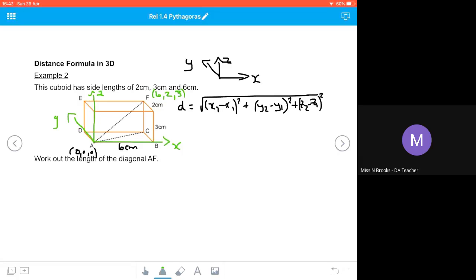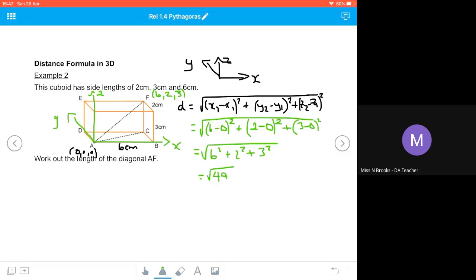So now I can substitute into my distance formula. I've got the difference of my x coordinates, which are 6 and 0, so 6 take away 0 squared. The difference in my y coordinates, which are 2 and 0, so 2 take away 0 all squared. And the difference in my z coordinates, which is 3 take away 0 all squared. And that gives me 6 squared plus 2 squared plus 3 squared, which gives me root 49. And that gives me 7. And because I've got a unit in centimetres, my answer is going to be 7 centimetres.